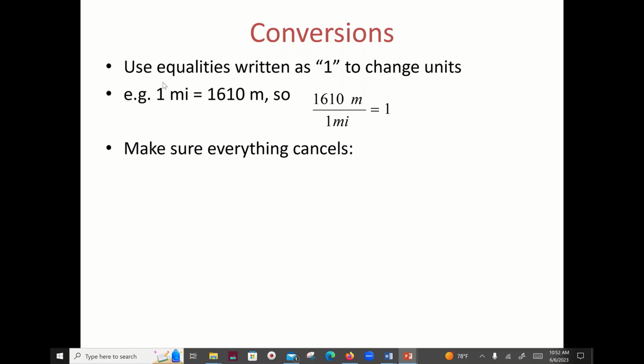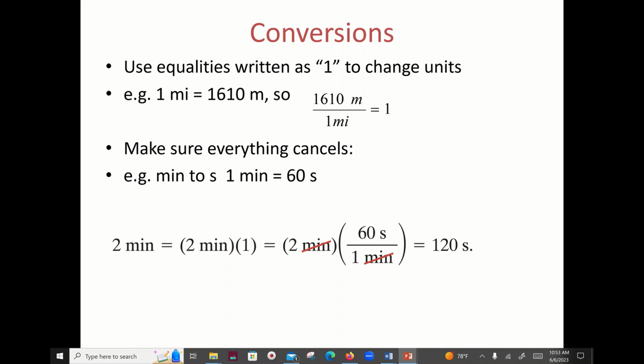And you're going to write that equality as a fraction, and the way up you want the fraction, whether you want the meters over the miles or the miles over the meters, depends on how you want everything to cancel out. So for example, if I want to convert minutes to seconds, 1 minute is 60 seconds. So we know that 2 minutes, I'm going to take the 2 minutes multiplied by 1. I'm going to write my ratio with the minutes in the denominator, so the 2 minutes and the 1 minute, those units cancel out.